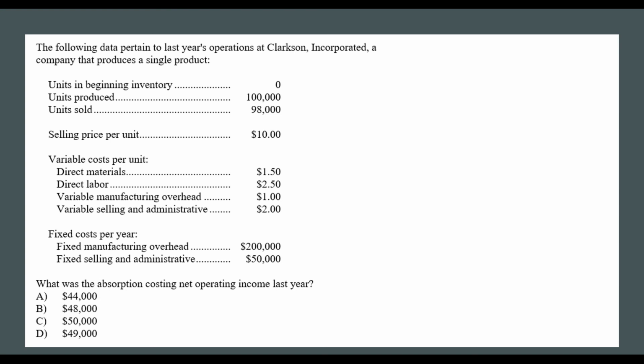So, what is our answer in this problem? It is letter B, 48,000. Okay, in order to compute the net operating income, we'll start with what? Your sales. What is our sales in this problem? It's your units sold of 98,000 units multiplied by your selling price per unit of $10. That will give us a value of what?